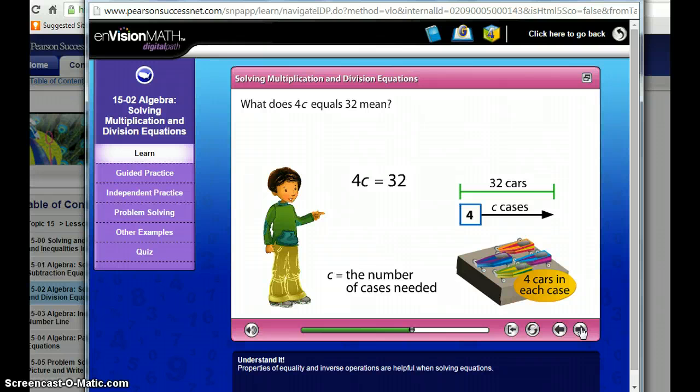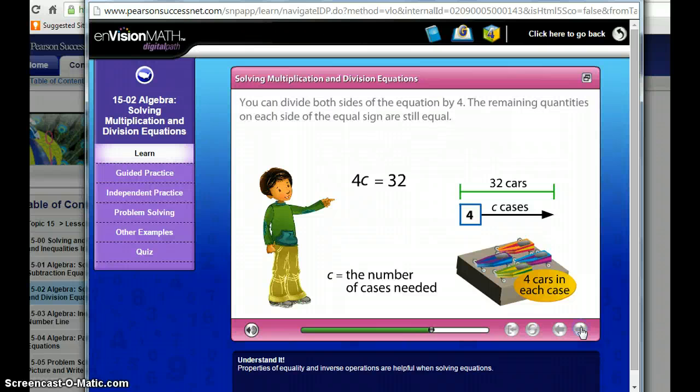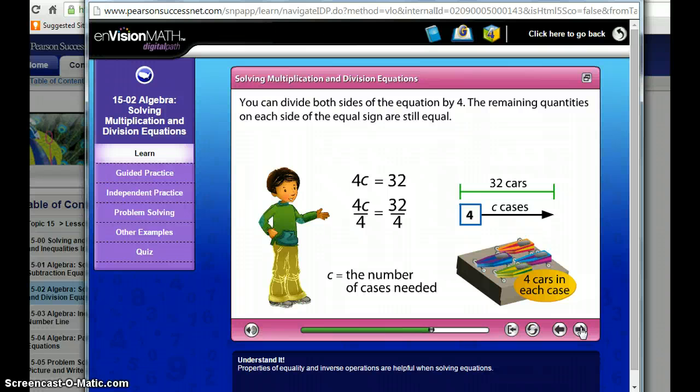What does 4C equals 32 mean? To solve the equation, isolate the variable. How do you isolate the variable? We want to get it by itself. This is a multiplication, so we're going to divide by 4 on each side. You can divide both sides of the equation by 4. The remaining quantities on each side of the equal sign are still equal.